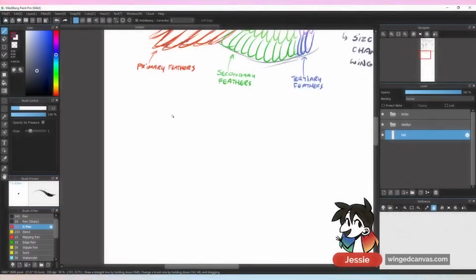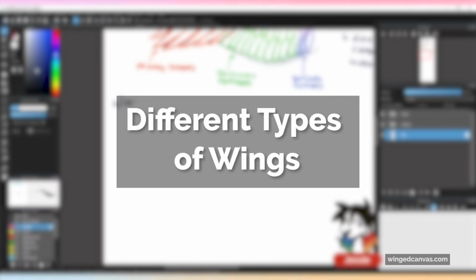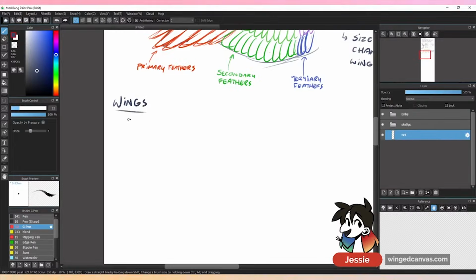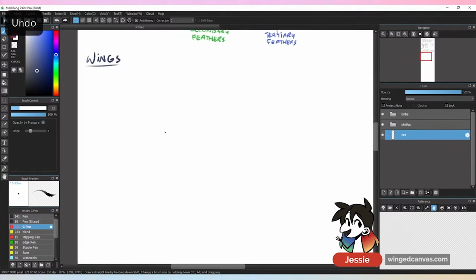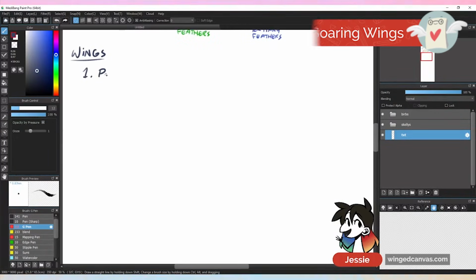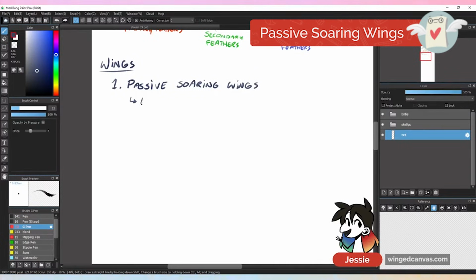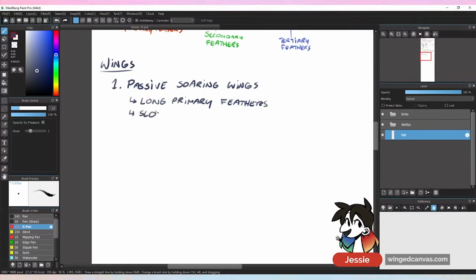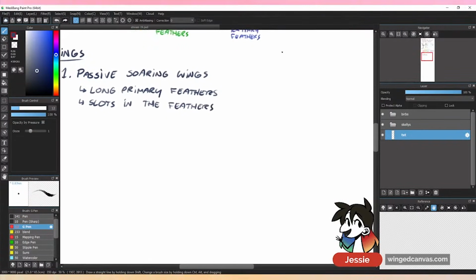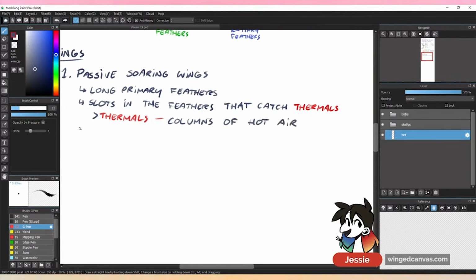All right, now let's get into the wings. This is the part that I like, when we talk about all these fun kinds of wings, because I love drawing wings. So let's talk about all those wings. There are 5 different types of wing shapes. Number 1 are your passive soaring wings. They have really long primary feathers and slots. There are spaces between these primary feathers, and those help these birds catch thermals, or columns of hot air that come up from the ground. And this allows the bird to soar just a little bit higher.